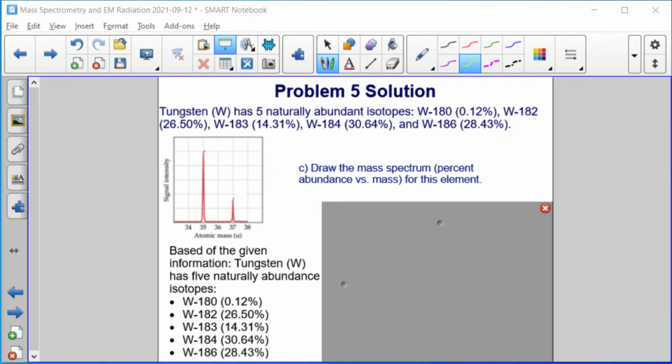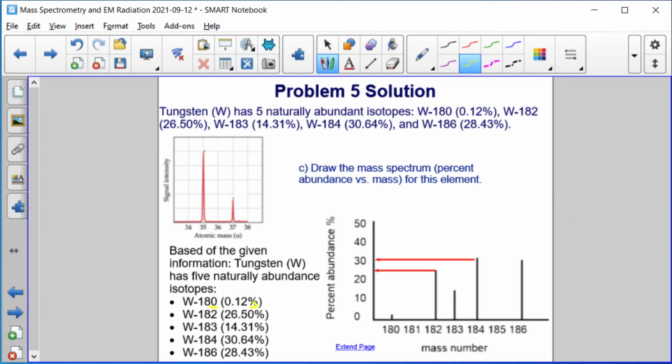All right, so in Part C, we want to draw not the signal intensity versus atomic mass spectrum, but the percent abundance versus mass spectrum. We are given the mass and the percent abundance for 5 isotopes, so we can draw a graph that shows each of these 5 masses on the x-axis and each of these percentages on the y-axis. And that's what we have here.